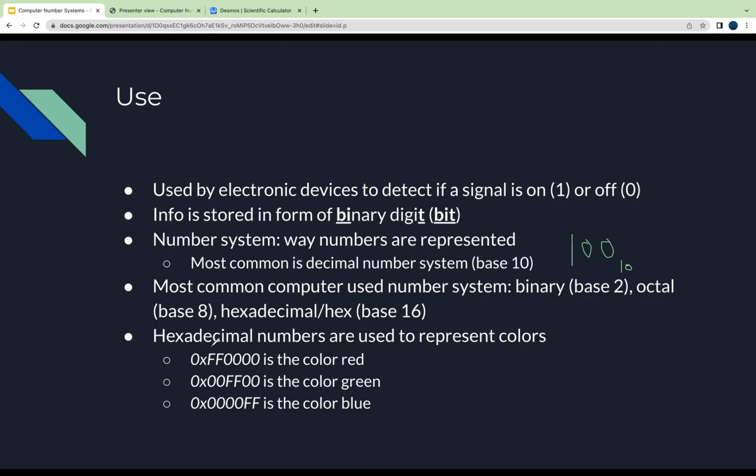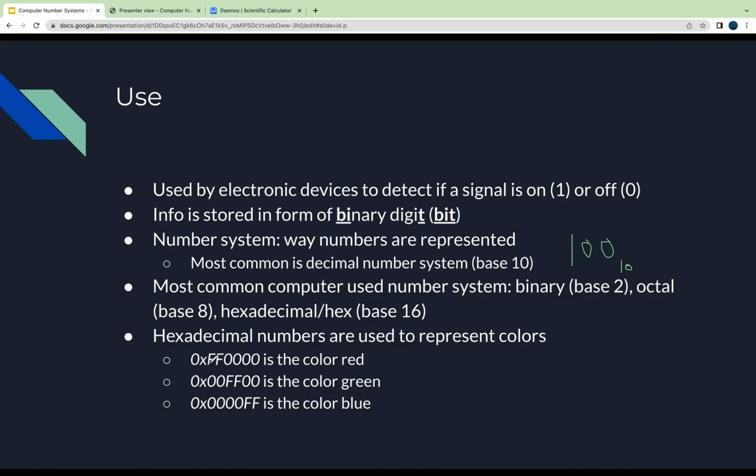And a common way to use hexadecimal numbers is to represent colors. For example, you can see here that this indicates the color red, green, and blue respectively. They have different ways of representing this in different languages. This is mostly used in HTML. In Python, there's a different way of writing this.